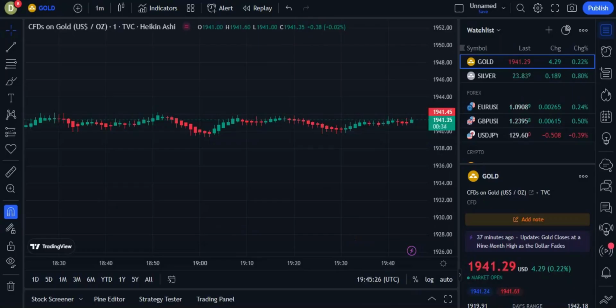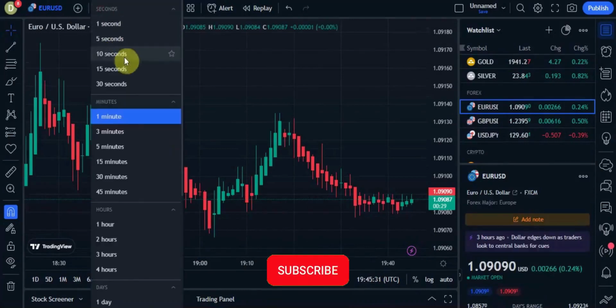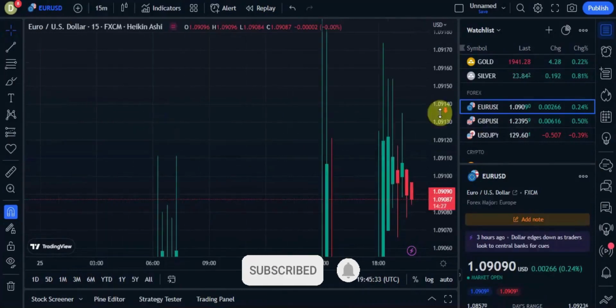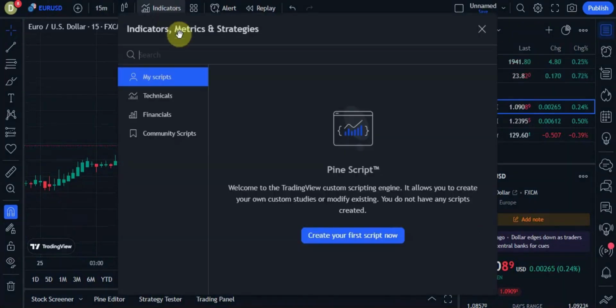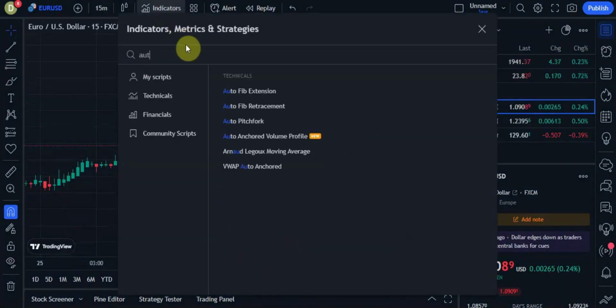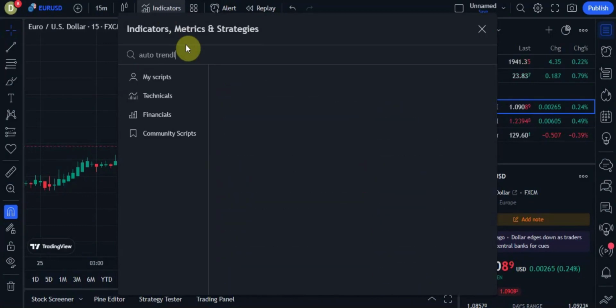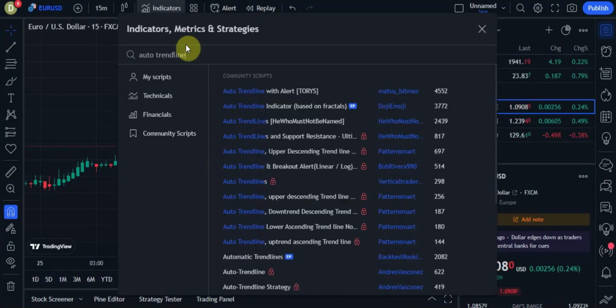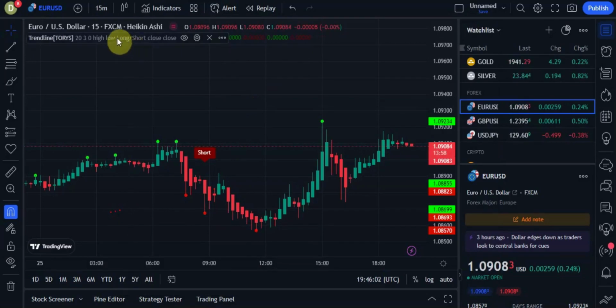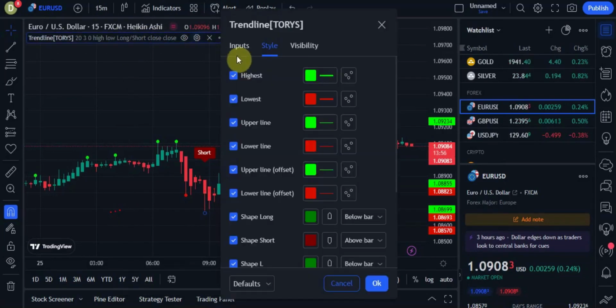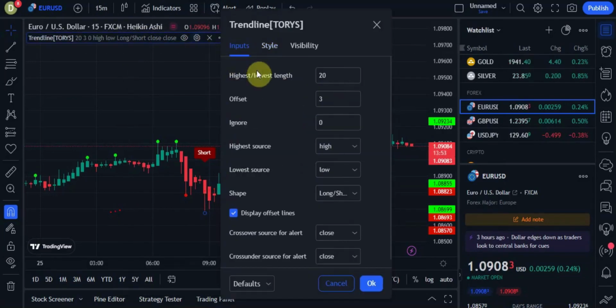We'll start off with a Euro USD chart with a 15-minute time frame. Now let's go to our indicator section and type in auto trend line with alert. Here we go. And we're going to make a quick change here. Let's go to settings, inputs, and let's change the highest lowest length to 45.